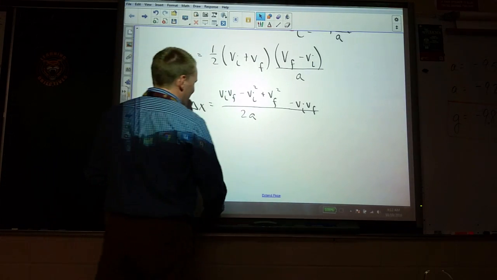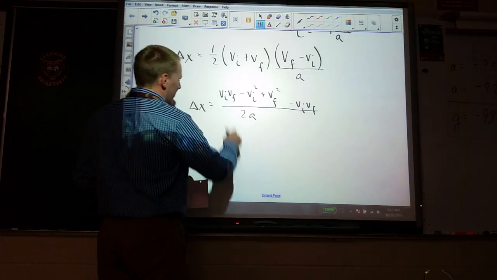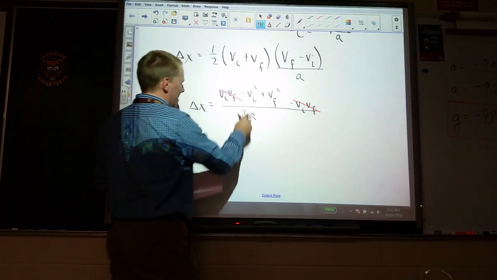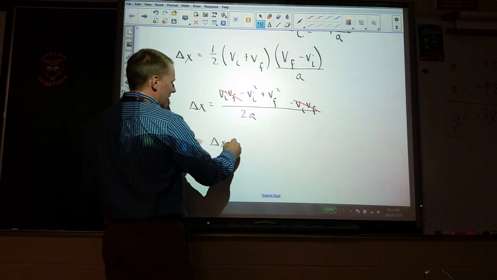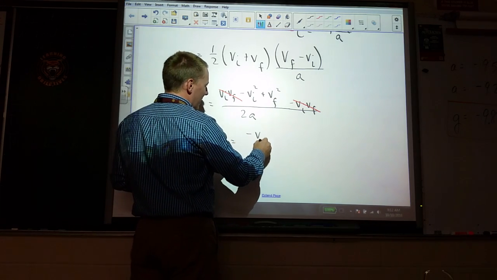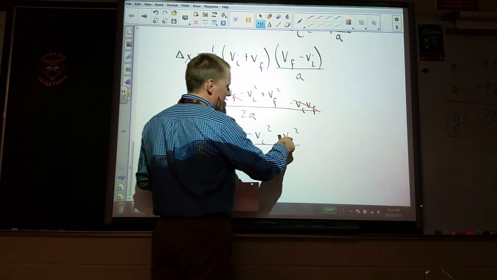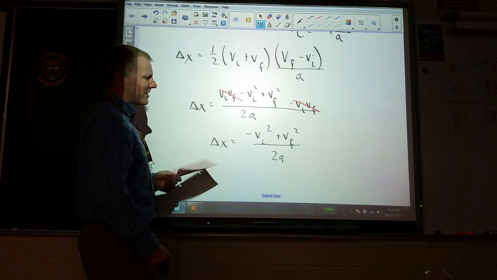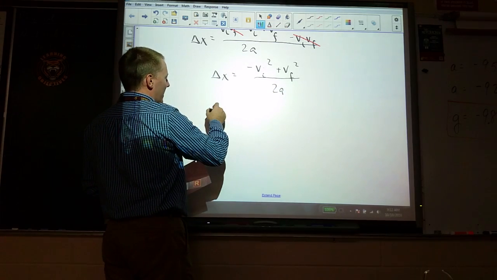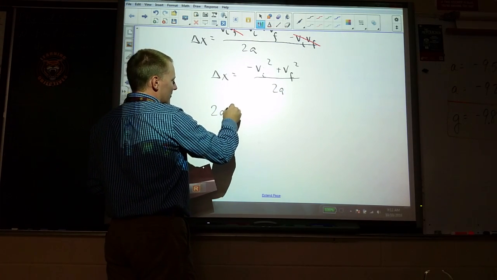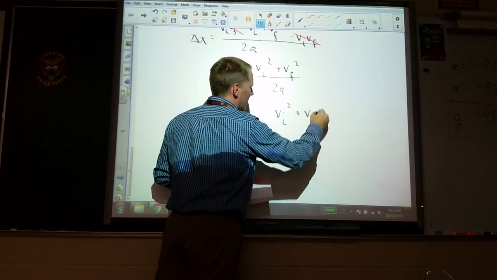Oh, your brain is just stretching, that's why it hurts. And notice I've got a positive term here, VI, VF, and a negative term, so those actually cancel. So that becomes delta x is equal to negative VI squared plus VF squared over 2a, and this one's usually solved for neatness, I guess, for the VF squared. So that means I have to multiply both sides by the 2a equals negative VI squared plus VF squared.